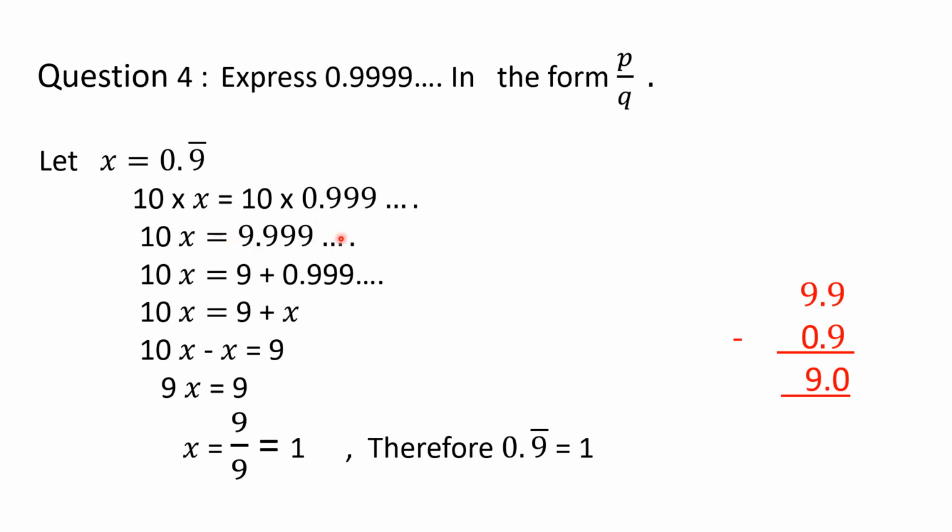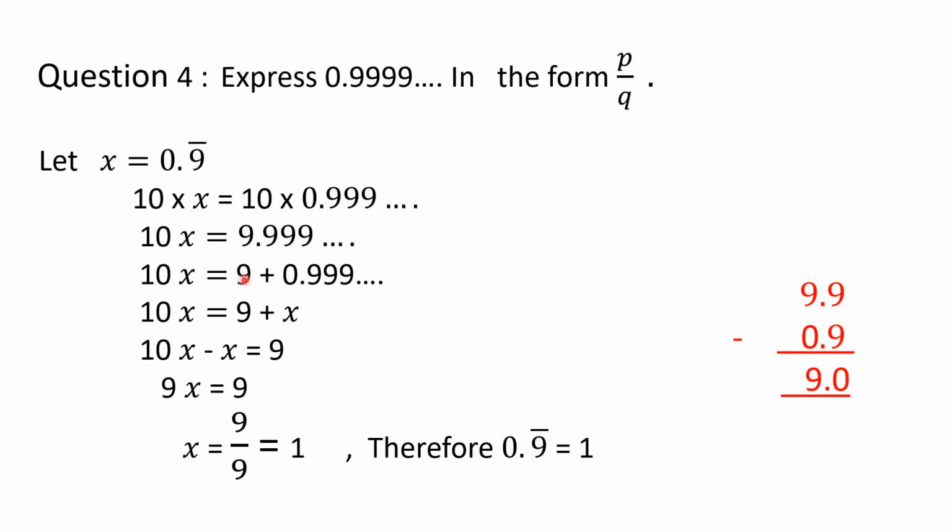Now I need to split this into two parts. So first part, how do I find? By taking this number and by taking this number, and both should have equal numbers after the decimal point, right? So 9, one digit here, so one digit here. So I take 9.9 and 0.9 and I subtract them and I get 9, right? So this is the first part, and the second part will every time be x, right? Whatever number is given, it will be x.